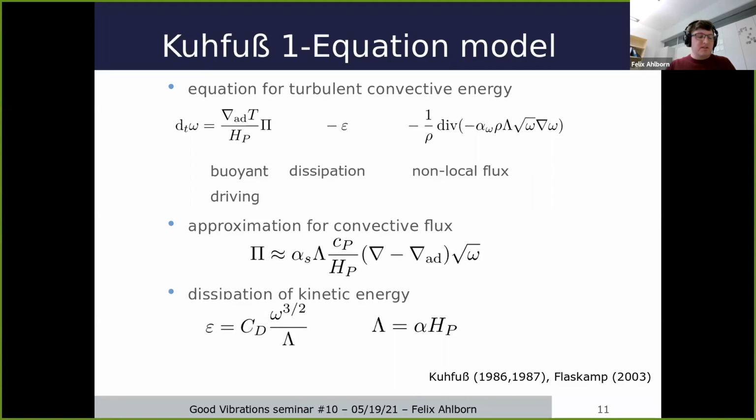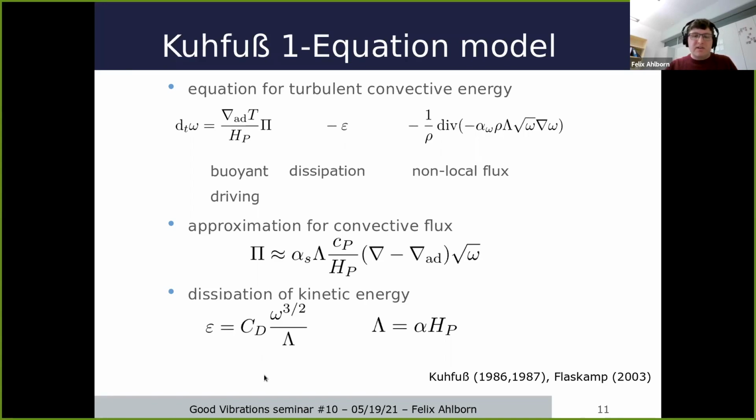Okay, this brings me already to the first flavor of the Kuhfuss theory. Depending on the number of assumptions and approximations made in the model, a different number of variables and in turn equations is needed. The most simple version of the Kuhfuss model is what I call the one equation model. And as the name suggests, this model consists of a single nonlinear partial differential equation, which solves for the convective energy.